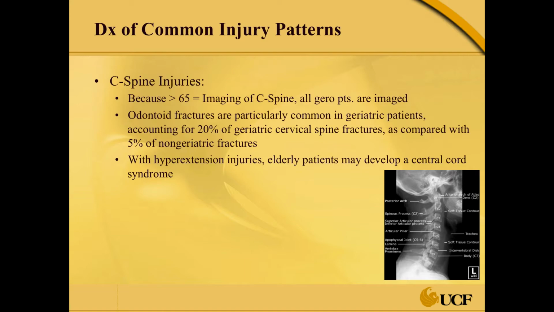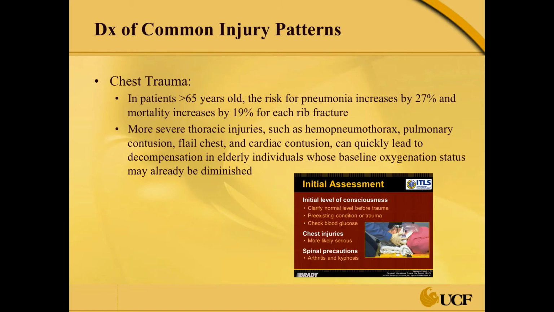With hyperextension injuries, elderly patients may develop central cord syndrome as well, and we'll talk more about spinal cord injury when we get to that particular area of the unit. So remember that extension of the neck means the base of the skull is being moved back towards the back, and flexion would be the chin to the chest. Okay, so I know that's very basic, but oftentimes we have to think about these terms of what's flexion, what's extension, and remind yourself.